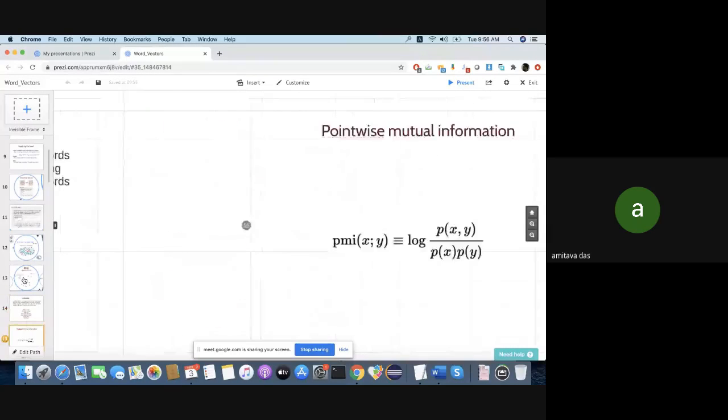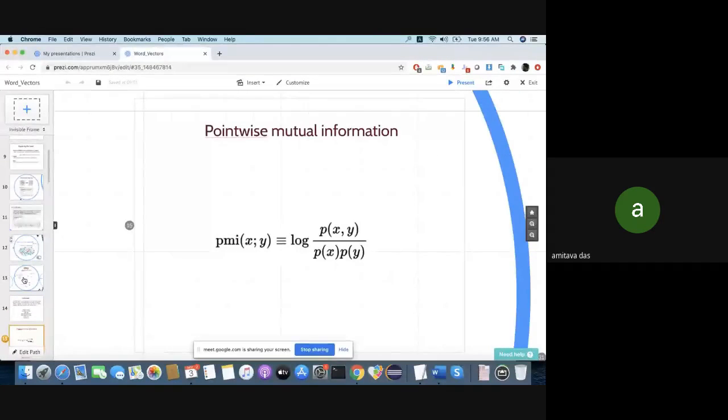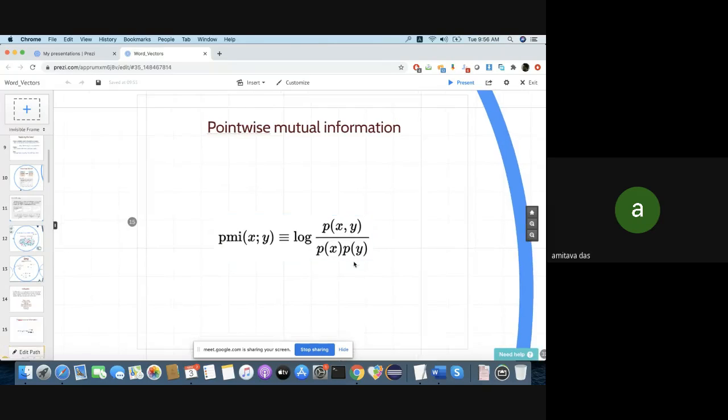So can I calculate their pointwise mutual information, or PMI, this way? How many times do they co-occur? So the probability of their co-occurring, P(x, y), divided by the probability of x times the probability of y, and we just use a log to get a range. So this is called PMI.